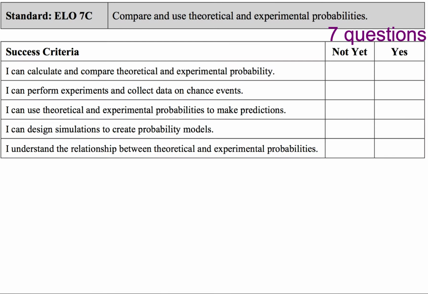Okay, the third section of the test will have 7 questions. It includes, I can calculate and compare theoretical and experimental probabilities. Remember, theoretical are based on what's expected to happen, and experimental are based on actual data. I can perform experiments and collect data on chance events. I can use theoretical and experimental probabilities to make predictions. I can design simulations to create probability models, and I understand the relationship between theoretical and experimental probabilities.